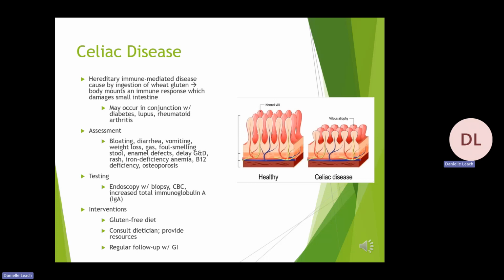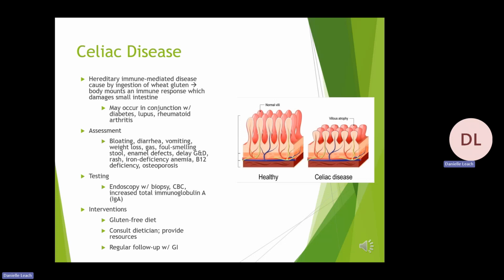These attacks lead to damage to the villi, which are those small finger-like projections in the graphic on the side. Those villi line the small intestine and promote nutrient absorption. So when these villi get damaged, nutrients can't be absorbed properly into the body.